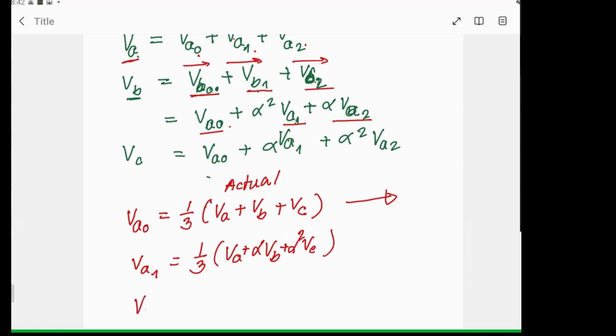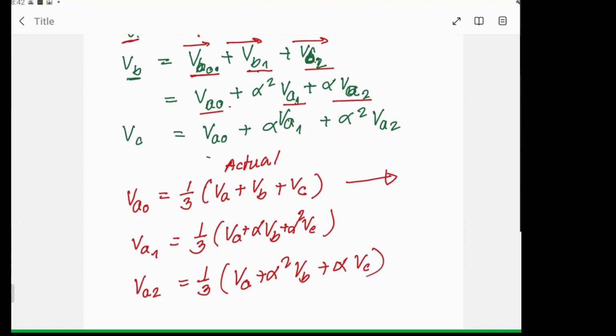And VA2 would be equal to 1/3 (VA + alpha square VB + alpha VC). So this is from the actual values. From the actual values, we can find out the symmetrical components.